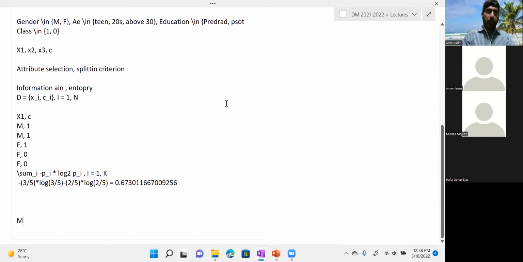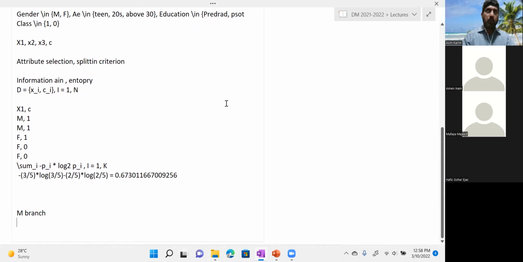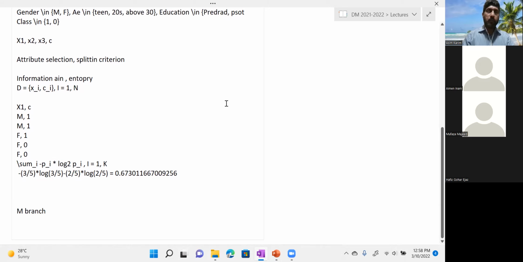If I take the M branch, in this branch I'll have just 2 examples. So one male and the other male. Both of them are M, and both of them are class 1, and this is also 1. So both of them belong to the first class. So this is a filtered data set for the M value of this attribute. This filtered data set is now homogeneous. Both values are class 1.